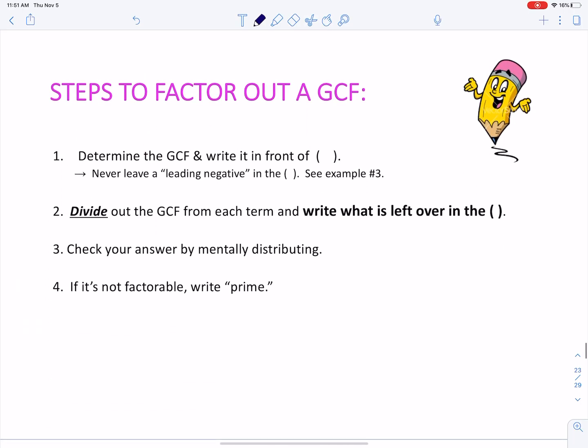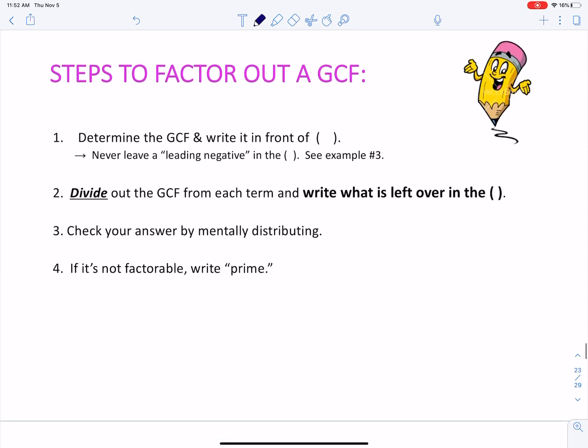Okay, so pencil buddies, grab those pencils again. You've done a lot of watching. So step 1 is determining the GCF and write it in front of the parentheses. Watch out for those negatives, never leave a negative in the parentheses. You're then going to divide out the GCF from each term and write what is left over in the parentheses. Check your answer by mentally distributing, and if it's not factorable, write prime.